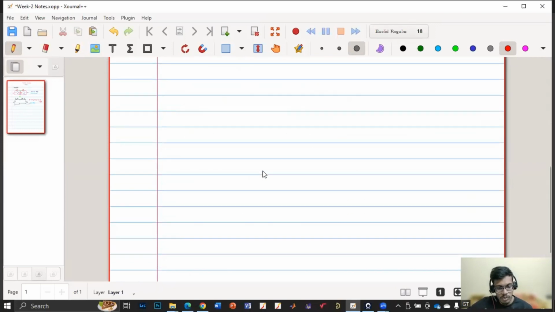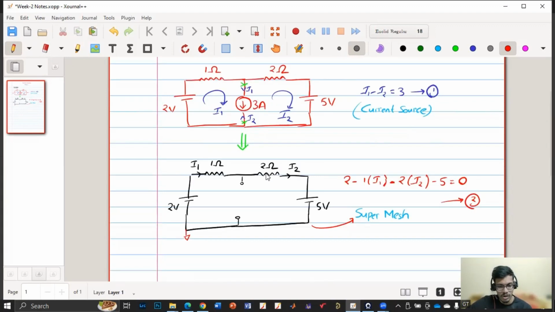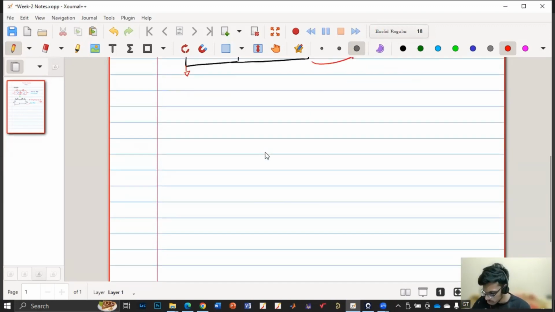Now, if we go to supernode: if a current source is shared between two meshes, then mesh analysis cannot be applied. And if a voltage source is directly connected between two nodes, then we cannot directly apply nodal analysis. So these two are analogous to each other. Here it is shared between two meshes, in that case it is between two nodes. Here it is mesh, there it is node. One is a current source and another one is a voltage source.